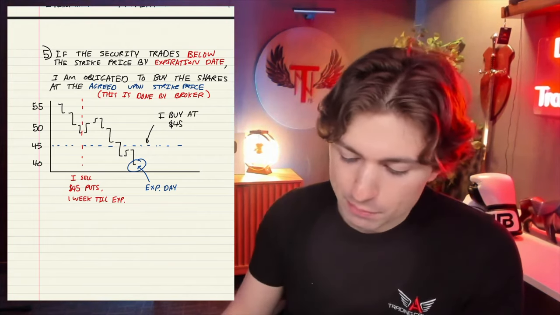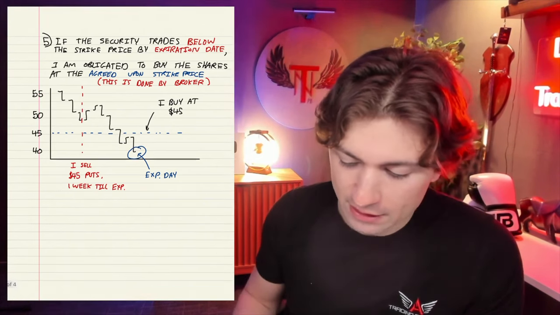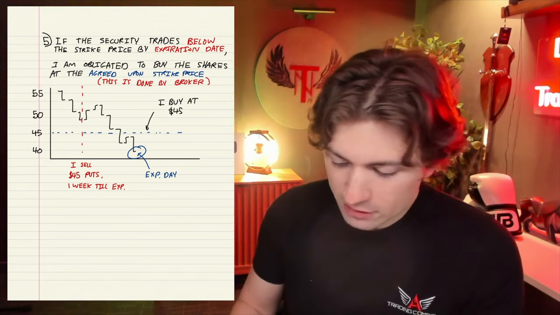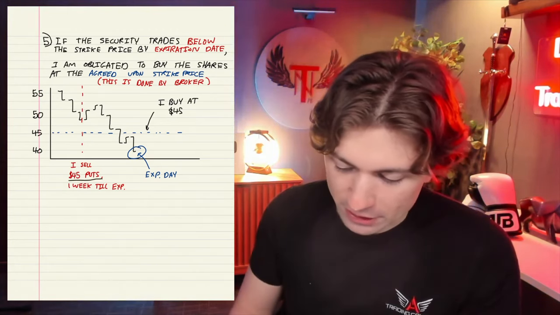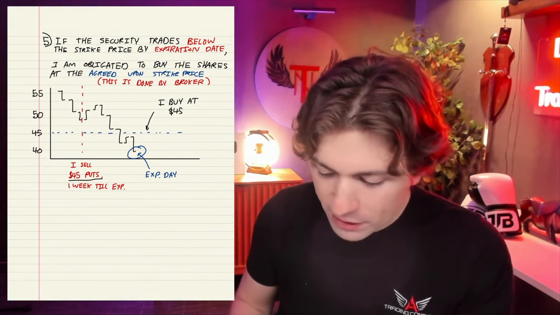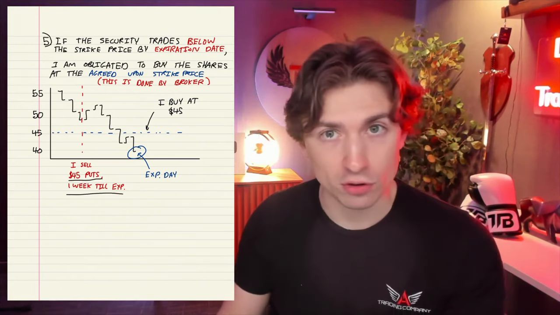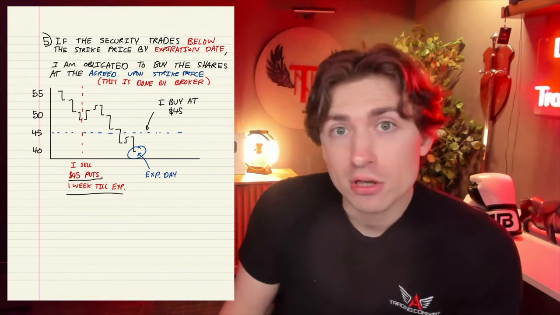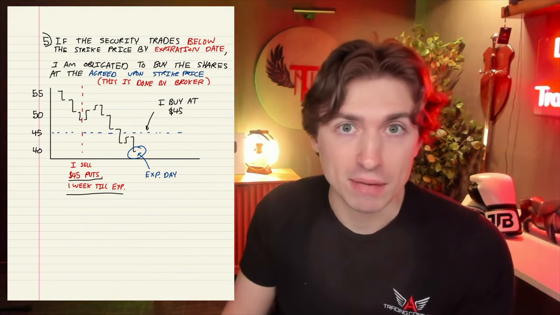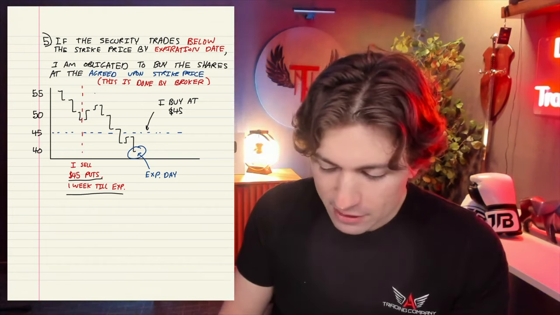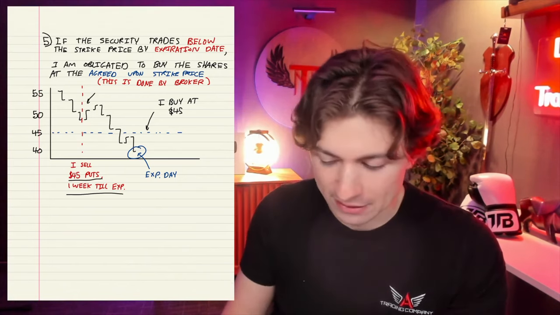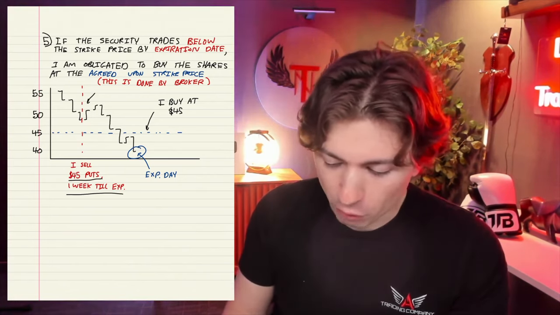If the security trades below the strike price by expiration date, I'm obligated to buy the shares at the agreed upon strike price. So let's just say I sell $45 puts on this undisclosed random ticker, 1 week until expiration date. Let's just say it's a short-term option that I'm selling. And I believe I'll buy the shares if it keeps going down, but I'd like to obviously make money if it doesn't. So at this red dotted vertical line, let's just say that's when I was looking at this, I sold a put at 45.